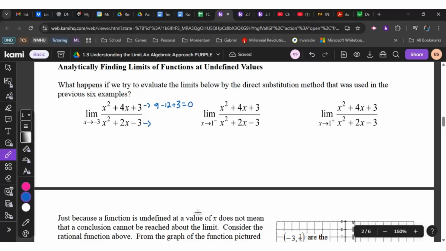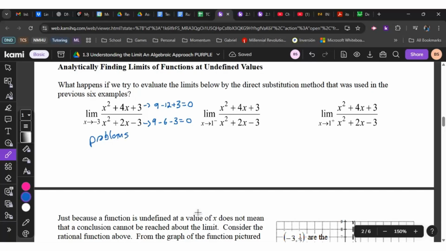On the bottom, -3 squared is 9. -3 times 2 is -6. Minus 3, what is that? 9 minus 6 minus 3, it's 0. Is that a problem? Yeah, we can't have 0 on the bottom, right? So this one's got problems.